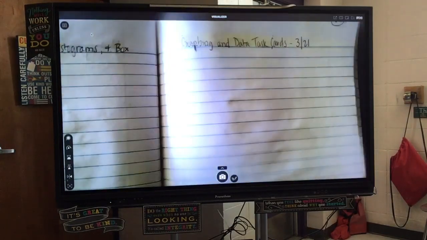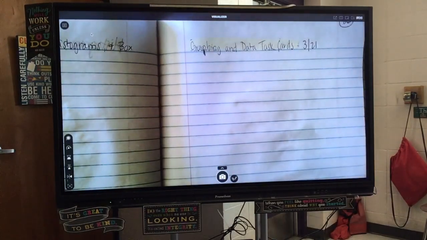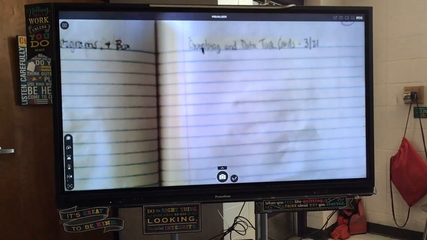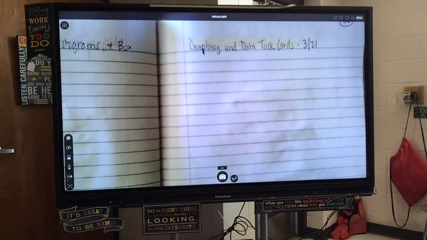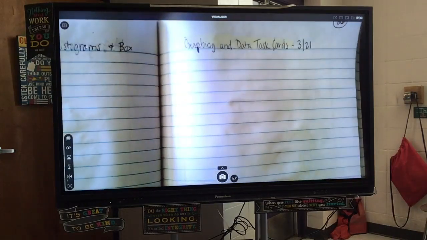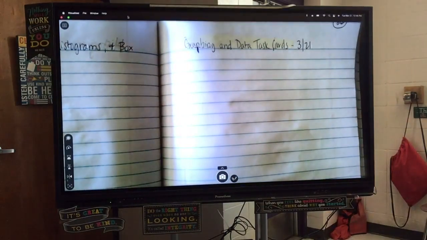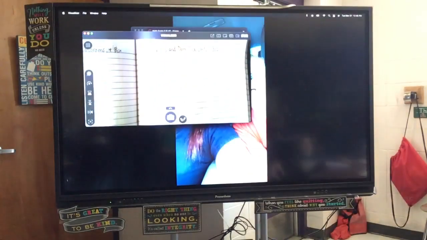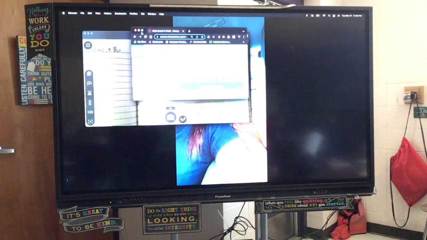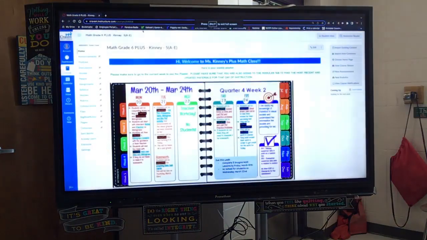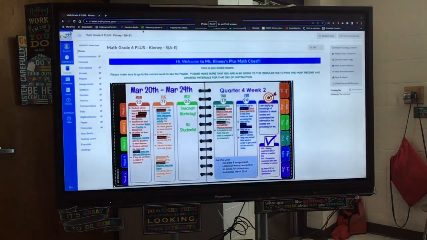Then you are going to start working on your graphing and data task cards. This is what I was talking about when I said you are going to have a lot of work. So, everyone push your papers away that you're staring at right now. Don't put them away, just put them so you're not distracted. I don't even know why you've got scissors in your hand yet, son.